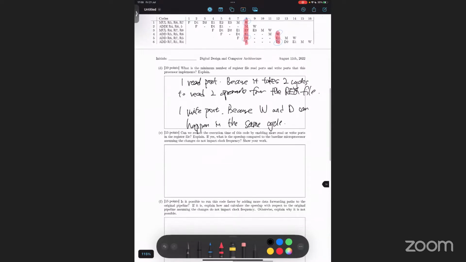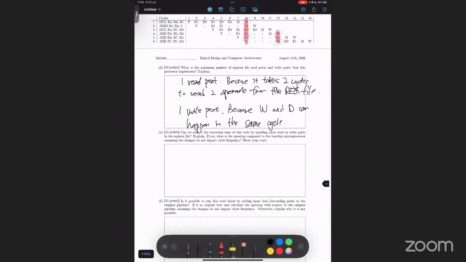Okay, so the next question. Can we reduce the execution time of this piece of code by adding more read or write ports in the register file? First, we should be very clear that adding more write ports shouldn't help performance, because it's an in-order processor, so you don't write multiple values to the register file in the same cycle.